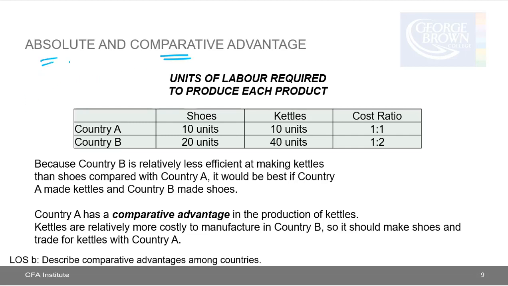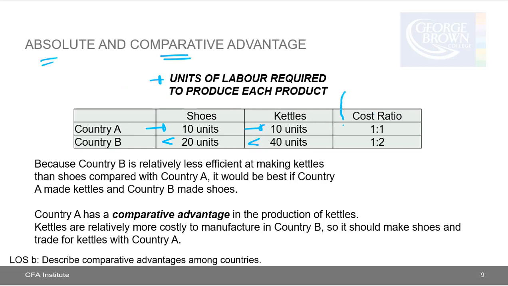So recall the previous slide, we're looking at absolute advantage, and country A had absolute advantage for producing both shoes and kettles because the number of units of labor required to produce each product was less. So in country A, 10 units of labor to produce shoes is less than 20 units of labor in country B. To produce kettles, 10 units of labor is less than 40 units of labor required in country B to make the kettles. Okay, so for both shoes and kettles, country A had the absolute advantage.